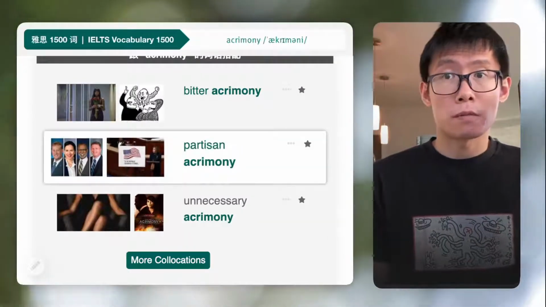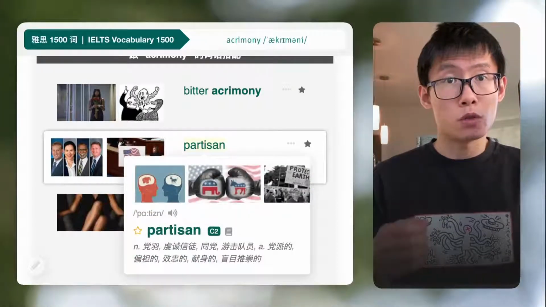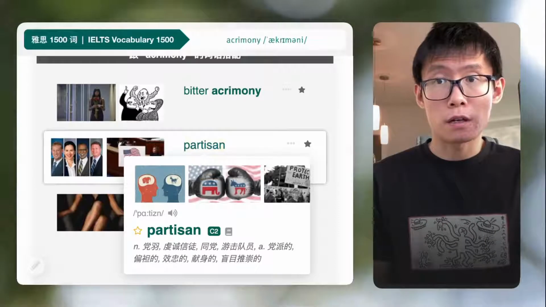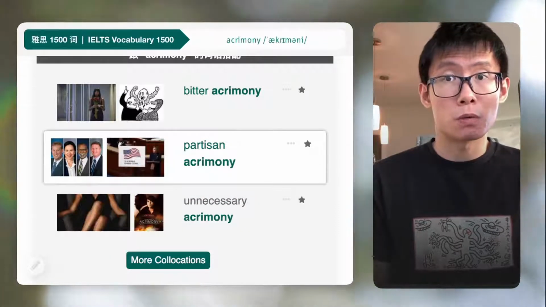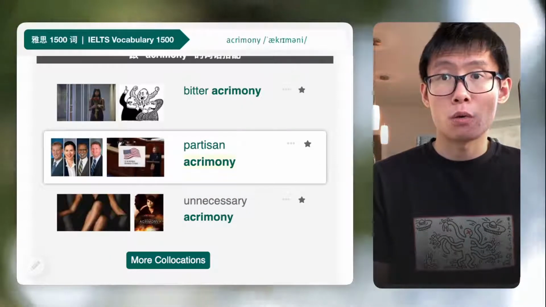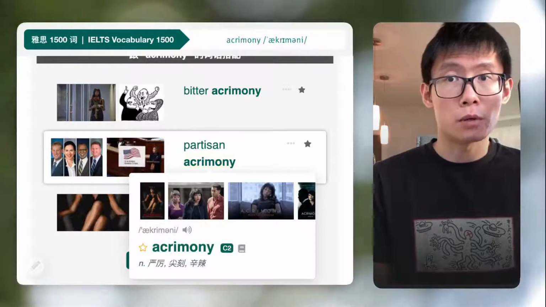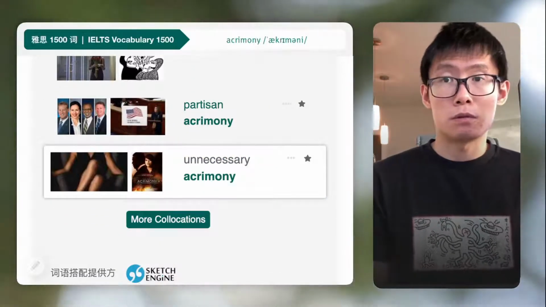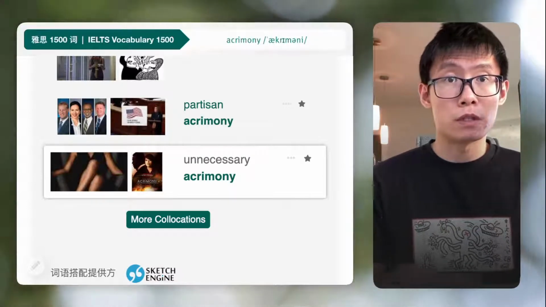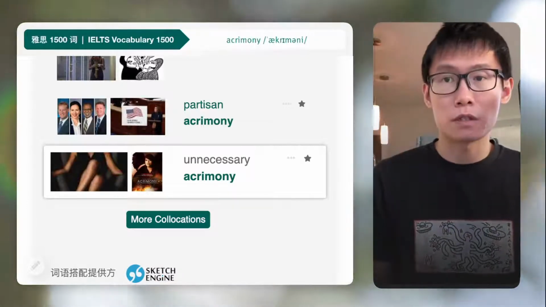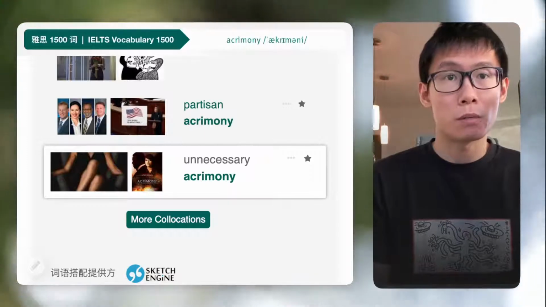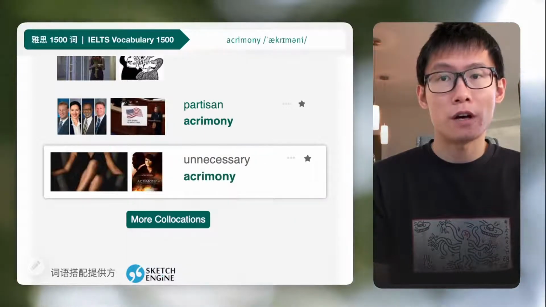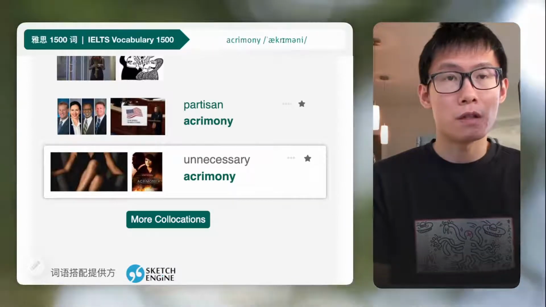Partisan acrimony. That's, for example, when you have two political parties going against each other, right? That is called partisan dispute or partisan conflict or partisan acrimony. Unnecessary acrimony, right? Sometimes you can have a very friendly discussion, very reasonable, constructive discussion. It doesn't have to be very acrimonious. So you can say, oh, that discussion has got a lot of unnecessary acrimony.